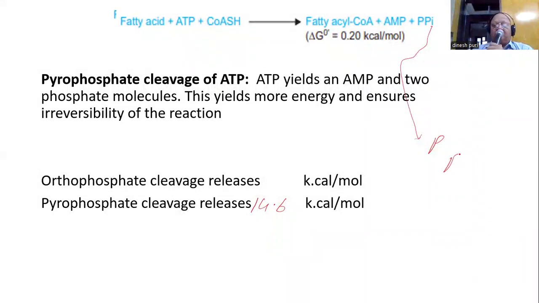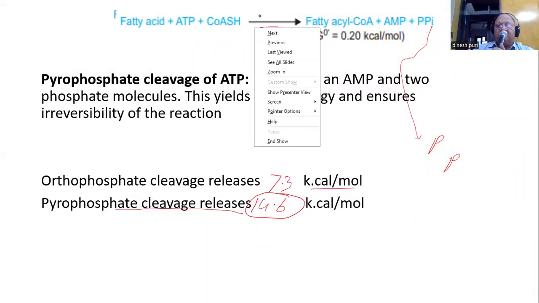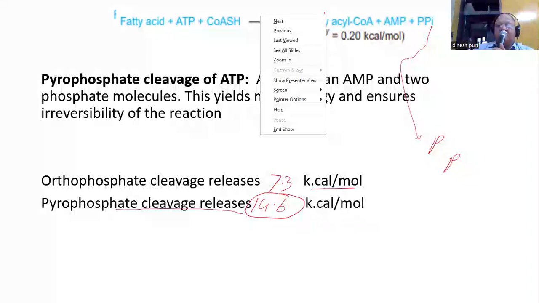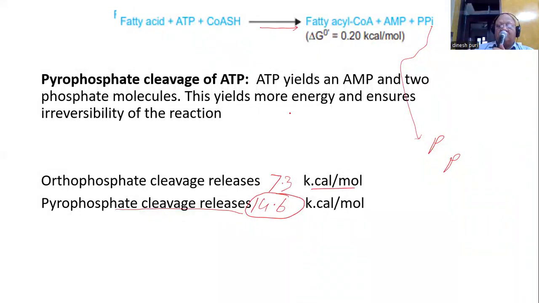In this orthophosphate cleavage, about 7.3 kilocalories per mole of energy is released, where 2 phosphodiester bonds are degraded, so double the amount of energy is released. So this huge amount of released energy pushes the reaction forward. It yields more energy and it also ensures irreversibility of the reaction.